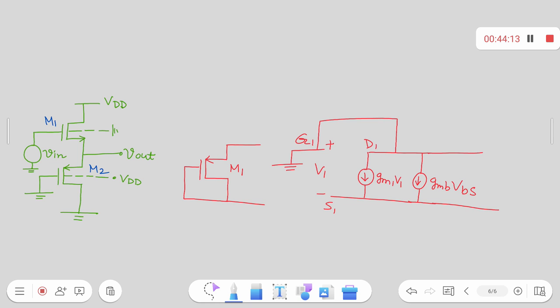Let it be M2. So, gate and drain, they are shorted, DC by shorted. Between drain to source, you have GM1 times V1, and V1 is your gate to source voltage. And then this V1 must be negative. That means this S1 is having higher voltage than G1. G1 is already grounded, so this voltage is always higher as compared to the gate voltage, right?